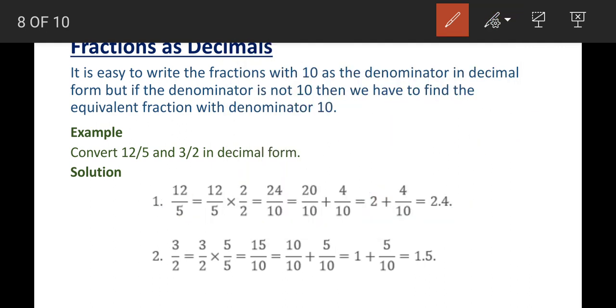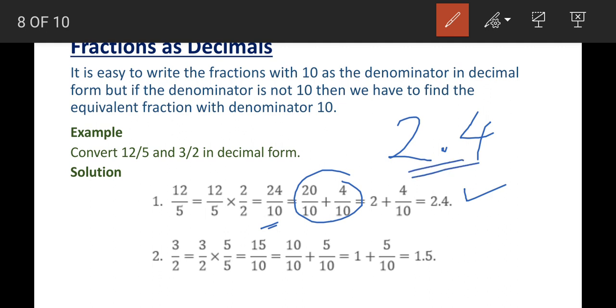Or from this step you can directly write 24 by 10. While you are dividing any number by 10, just leave one digit from the right side. Here it is 4. I am putting the decimal point. After that you write the remaining digits to the left side of the decimal point. So 24 by 10 can be written as 2.4 in this way.